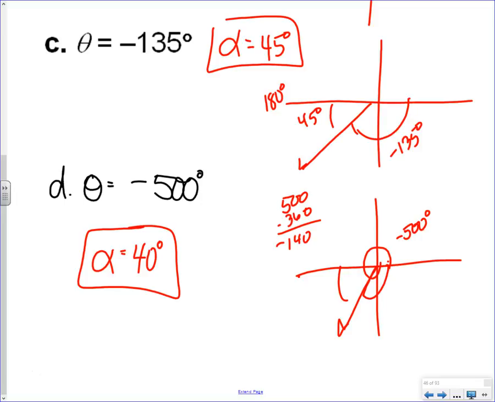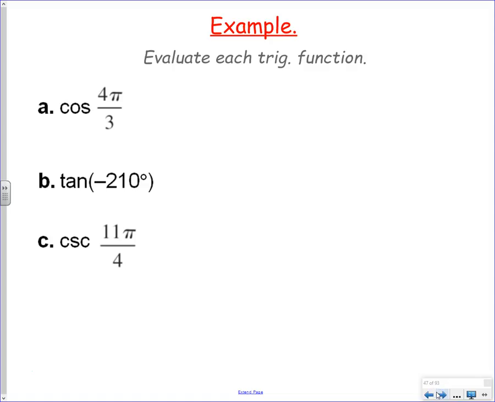Are we good at reference angles? Yeah. Look, he's just going at it. No idea what he's going at. All right, how about these ones? Oh, you're just evaluating.